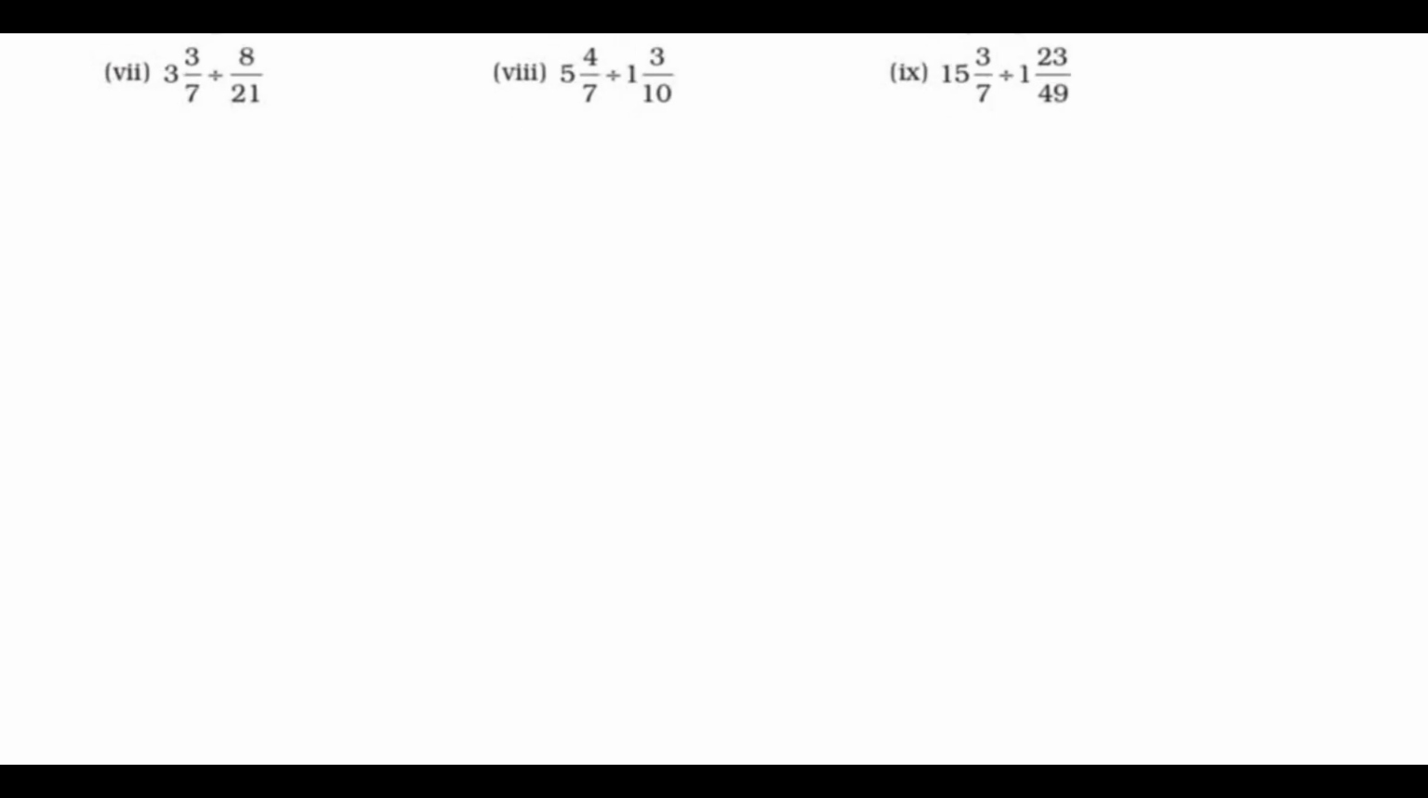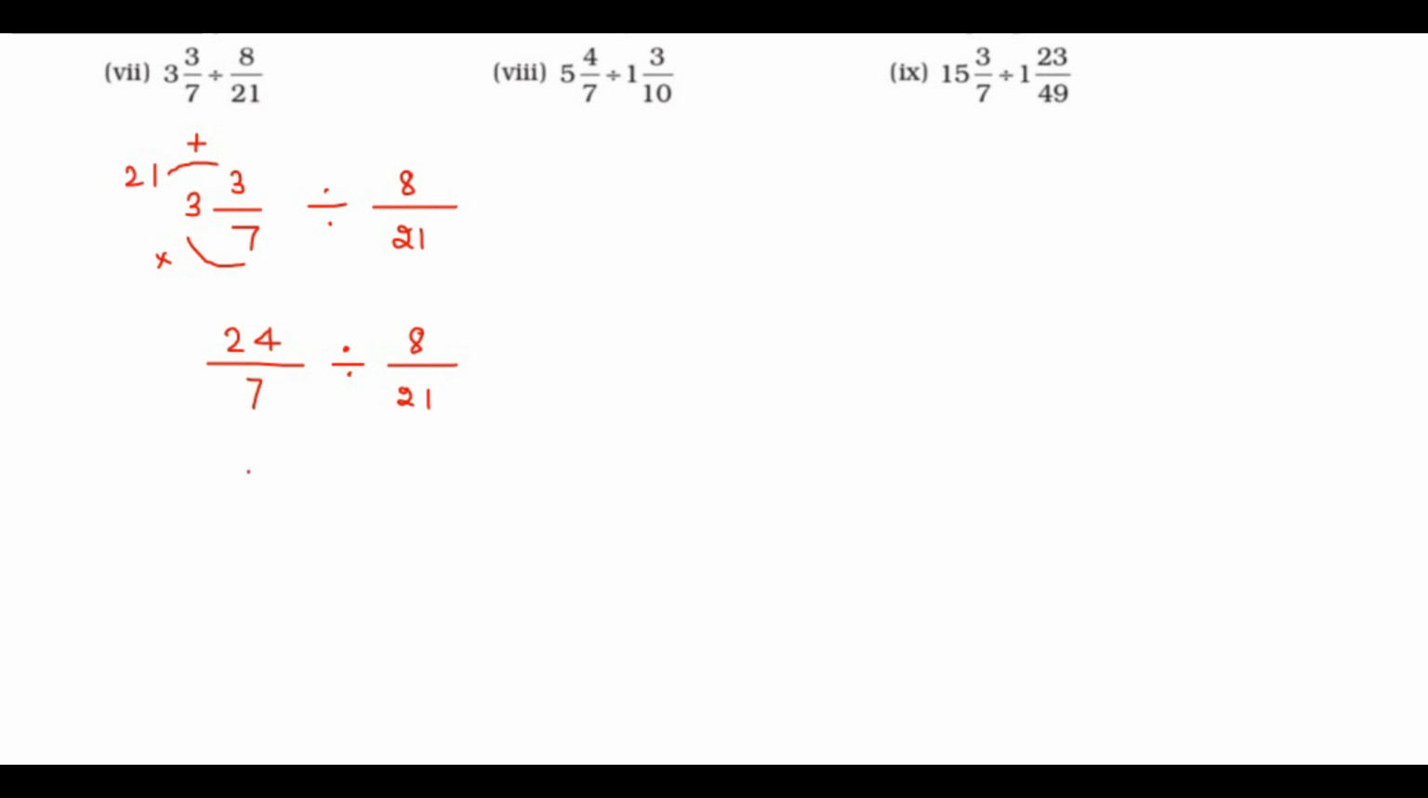Question number 7. We have a mixed fraction 3 whole 3/7 divided by 8/21. Convert 3 whole 3/7 mixed fraction to a fraction. Multiply 7 into 3. 7 into 3 is 21, and to this add the numerator 3. 21 plus 3 is 24 upon 7, divided by 8/21.